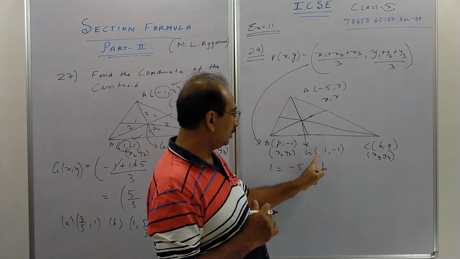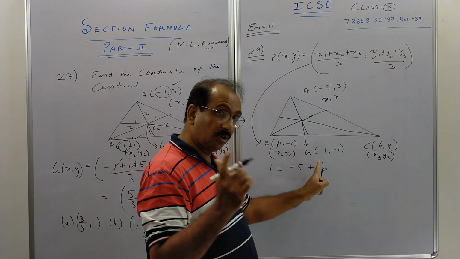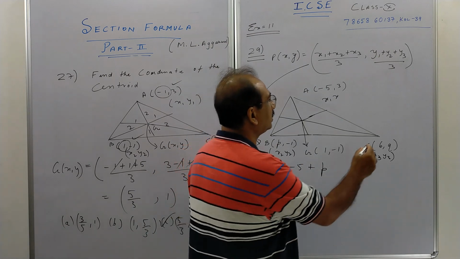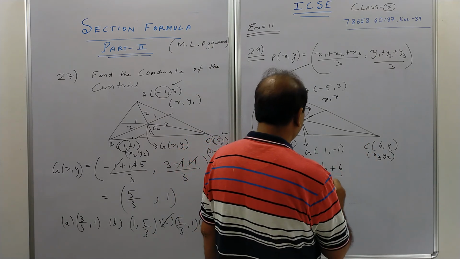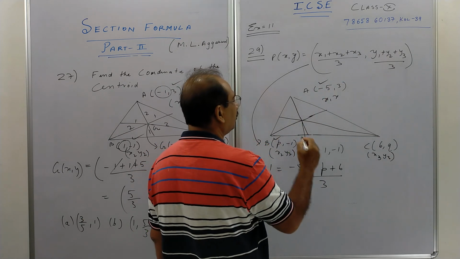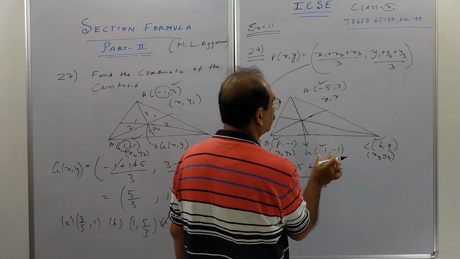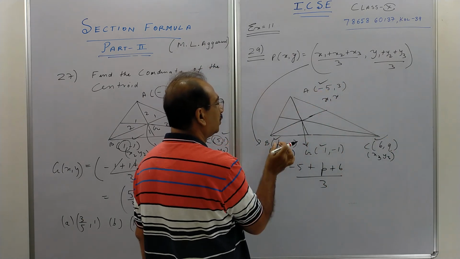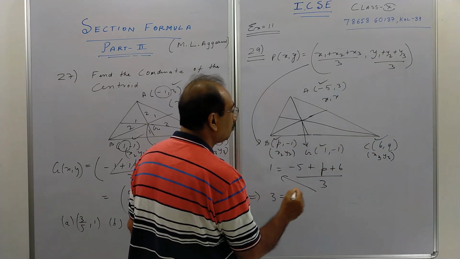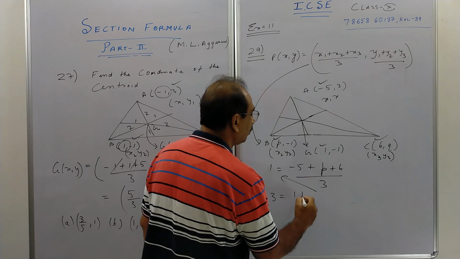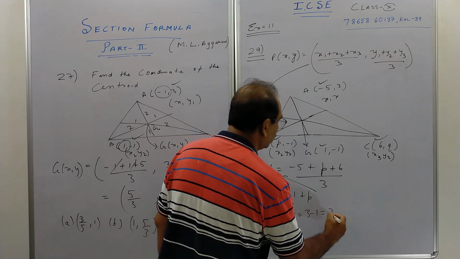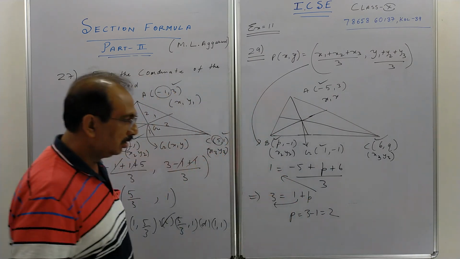Once more here, the centroid is given as 1. So here the centroid is given, children. Minus 5 plus P plus 6 divided by 3. Let us solve for P. So all the first ones, children. So this first one is equal to this plus this divided by 3. 3 comes here, 3. Put the implies sign. 1 plus P. So P is 3 minus 1, 2. This comes here. So P is 2.